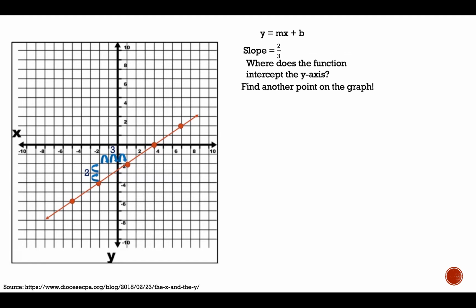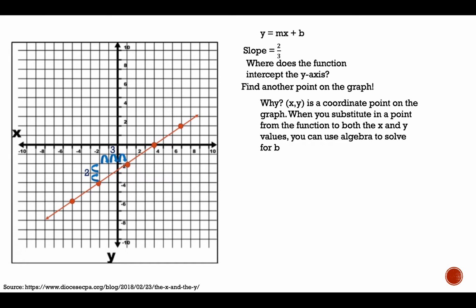And how will finding another point help us? Well, x, y is a coordinate of the function, and we can use algebra to solve for b when we plug in the slope, which we know, which is 2/3, and the x and y values, which we can find on the graph by using another point. So let's start with what we know.